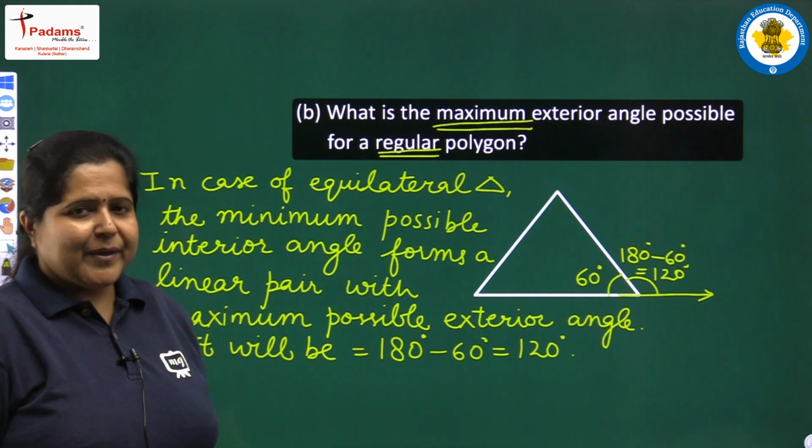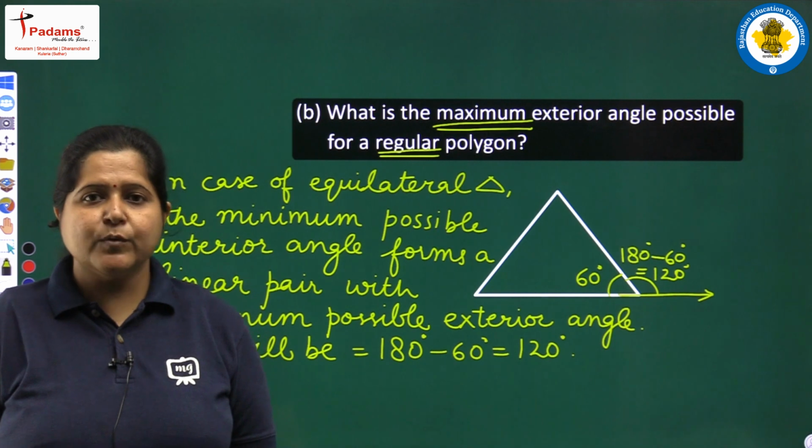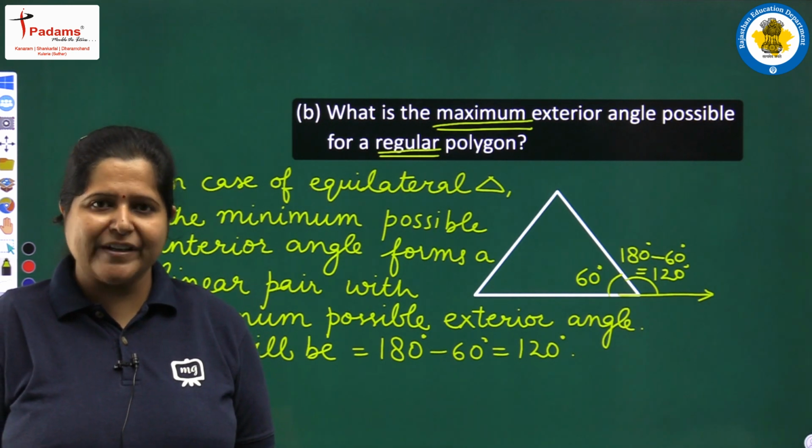Is it clear to you? With this, your exercise 3.2 is complete. In our next segment, we will be taking up different types of quadrilaterals.